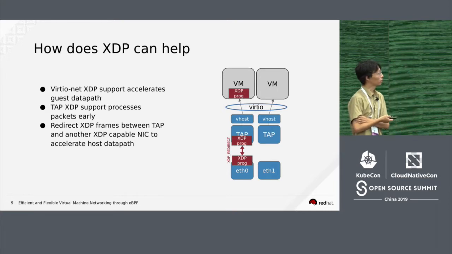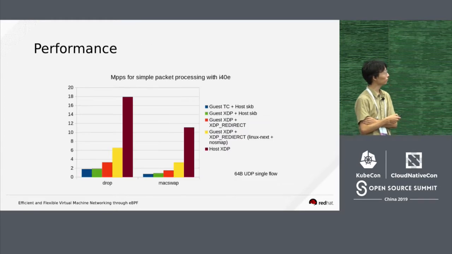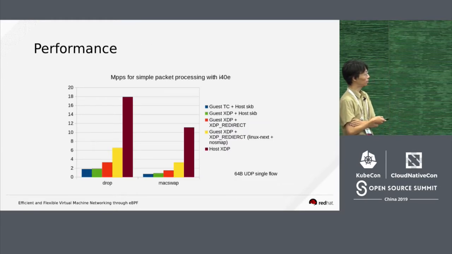And about how we can help in the virtual environment, we can use TAP and XDP support to process packets earlier, and we have redirected XDP frames between TAP and another XDP capable NIC to accelerate the host data path and transform the packets, and we can speed up the XDP processing. And we have tested 5 data paths.